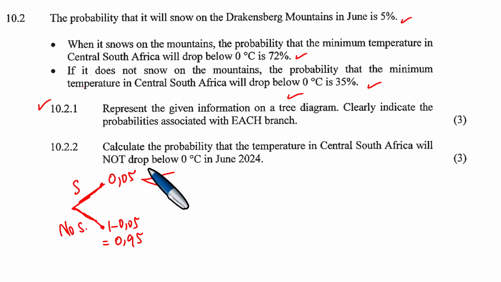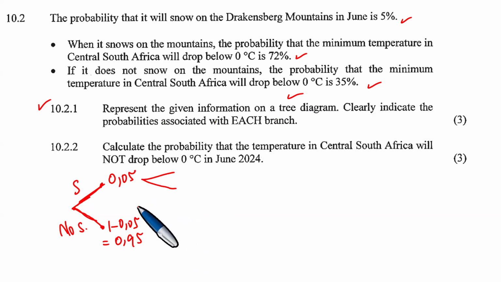Now, when it snows on the mountains, the probability that the minimum temperature in central South Africa will drop below 0 degrees is 72%. And if it does not snow on the mountains, so in other words, it's either it snows or it doesn't, the probability that the minimum temperature in central South Africa will drop below 0 is 35%. Right, so represent this on a tree diagram.